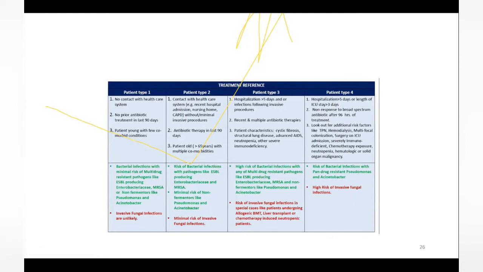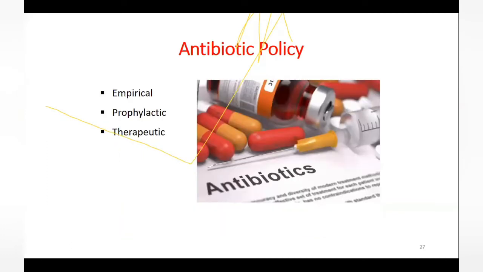This was about the 4 groups of patients, and we'll be preparing the antimicrobial policy accordingly for each of these 4 groups of patients. This policy can be either empirical or prophylactic or therapeutic. Empirical antibiotic policy means we know that there is a patient with an infection, but we are not aware of the culture and sensitivity test result of the particular infection sample. Prophylactic, to prevent infections, we can have an antimicrobial policy. Therapeutic, when we are sure of a patient with an infection and the culture and sensitivity results are available.